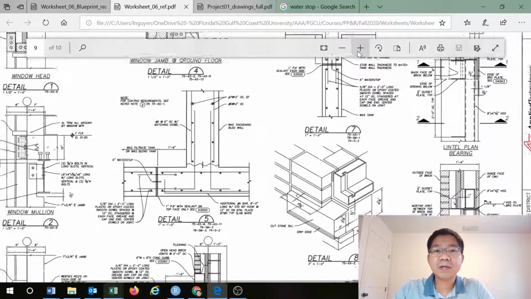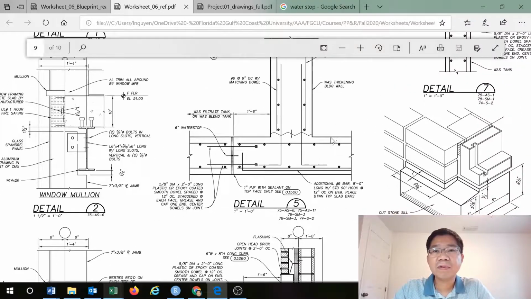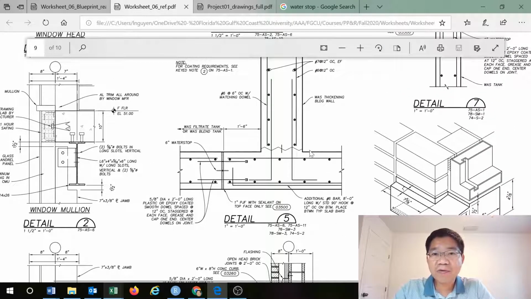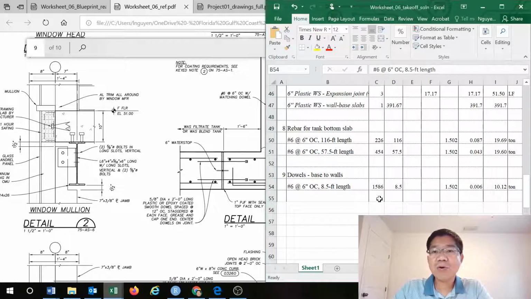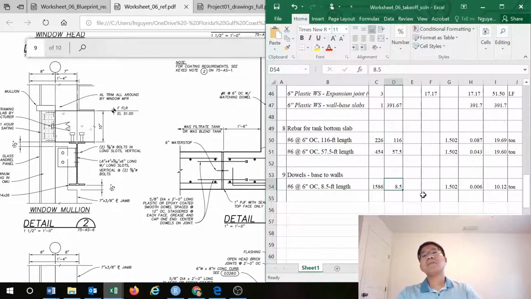That is detail 5, and that is the dowel, and it is the connection from here to there, which has to be 6 feet, as shown. Then you add the thickness of the bottom, which, if you recall, is 1 foot 6 inches, and the extra length in here. So that determines the dowel is about 8.5 feet, and it is also number 6, on center.